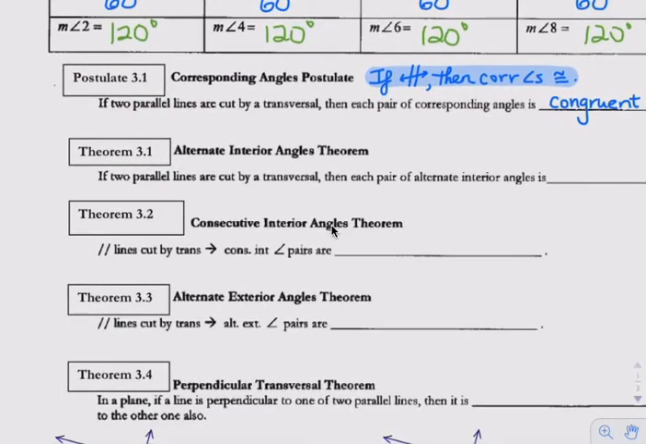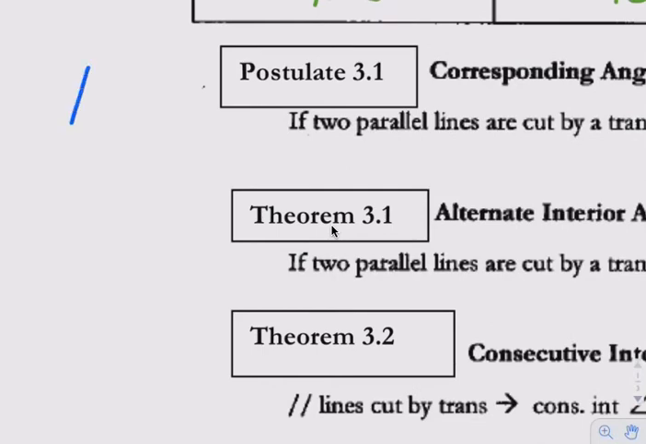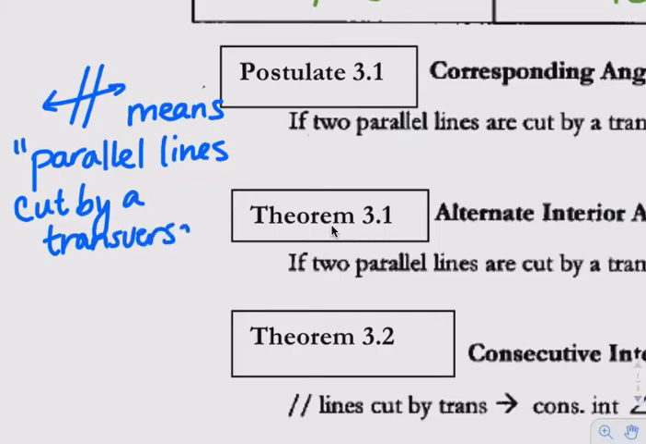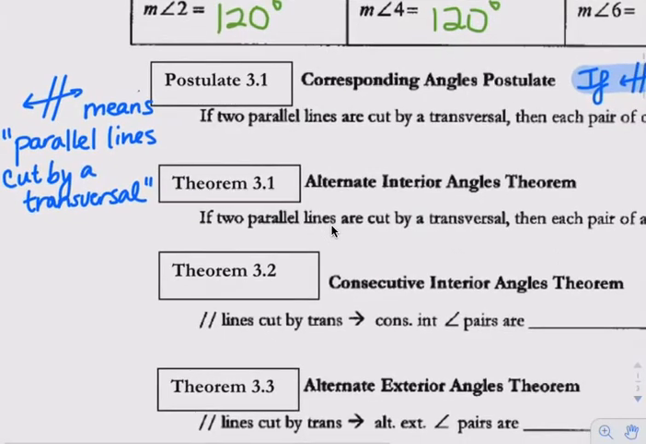You're not going to call it the corresponding angles postulate. You're going to say if parallel lines cut by a transversal. Now, this symbol means parallel lines cut by a transversal. Okay, so that is just a shortcut way that I use to indicate parallel lines cut by a transversal.